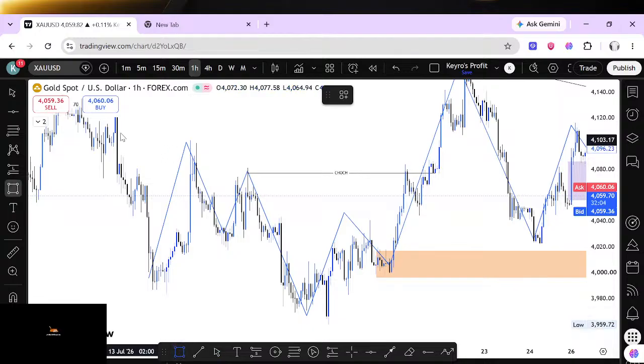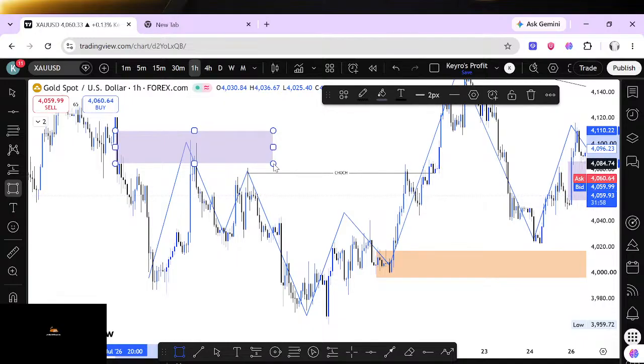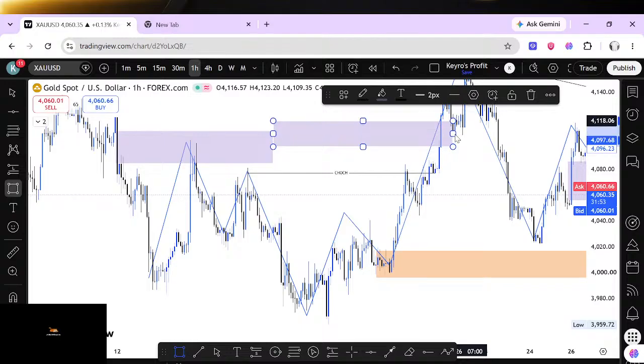There was a gap here. There's a gap there, and it was filled. Even if it's not at that moment, it was eventually filled around this zone here.